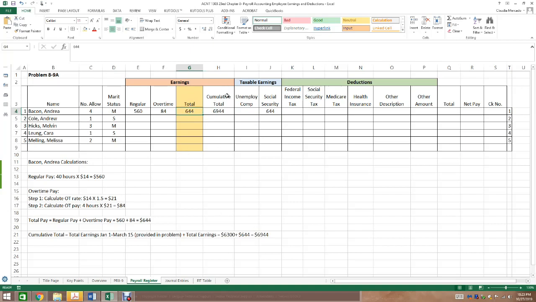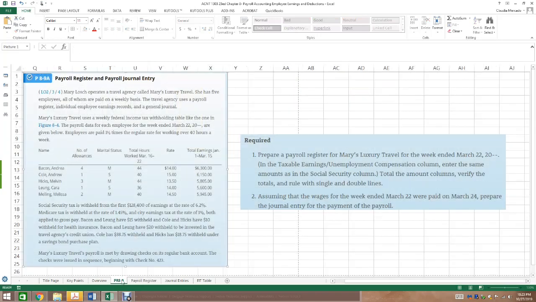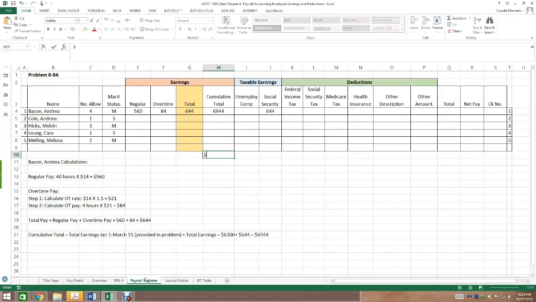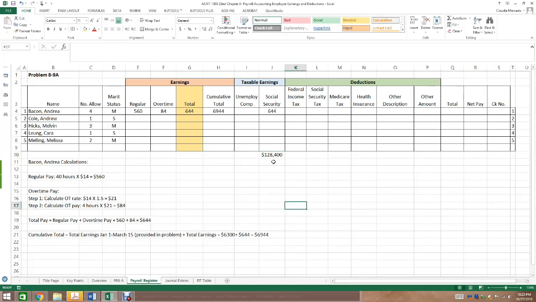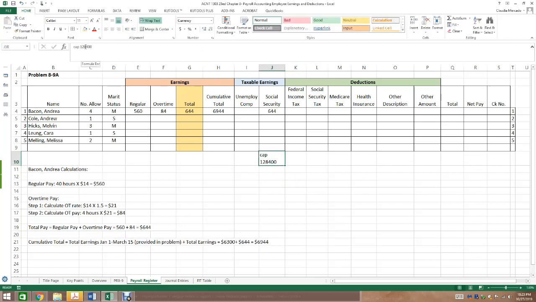So that's where you have to look at your cumulative total and say, okay, I have a cap here. I'm going to put that here. My cap is $128,400. Okay. I'm going to cut it and I'm going to paste it right here. Okay. So, for your Social Security, the cap is $128,400. So that means that you are liable to pay taxes on the first $128,400 that you make. So in order to determine that, you look at this column right here.